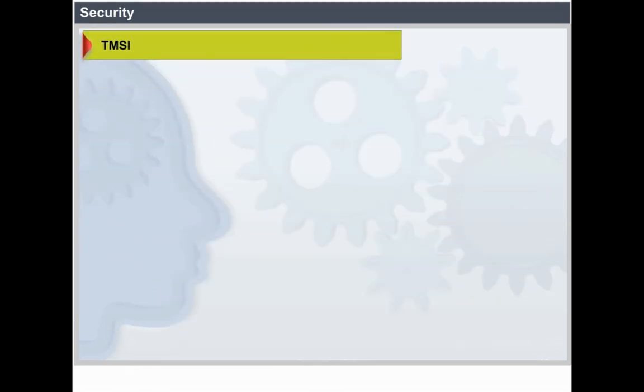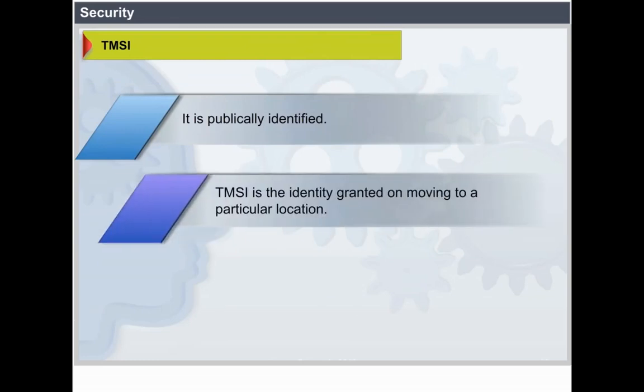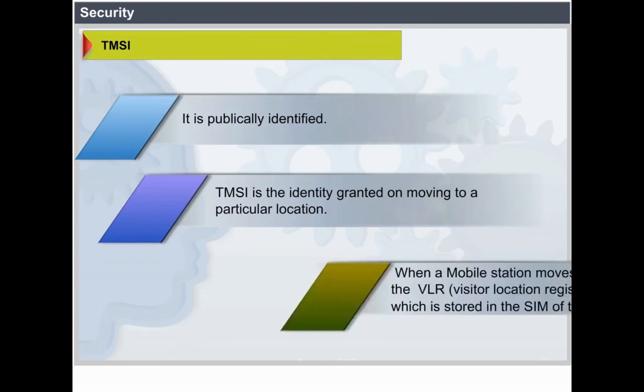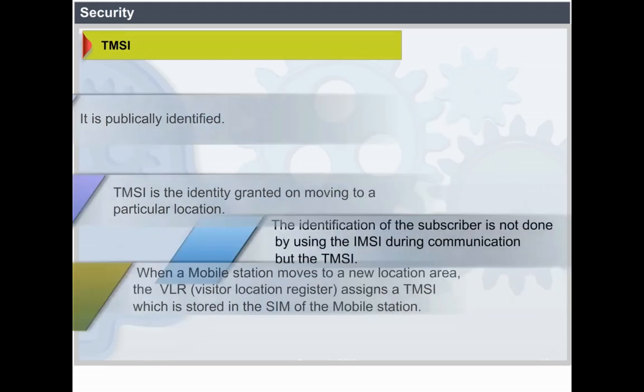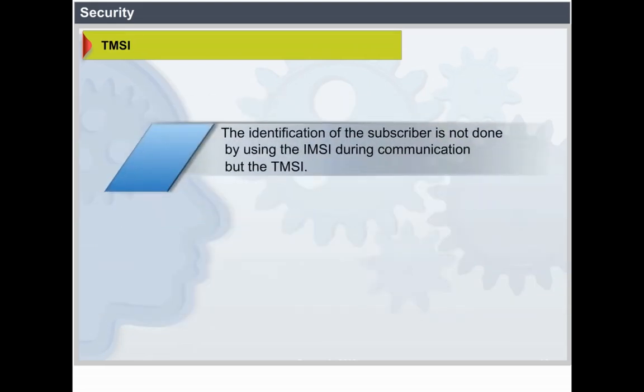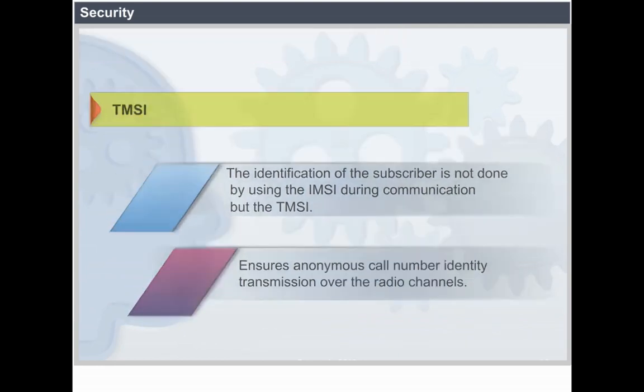TMSI, its public identity. TMSI is the identity granted on moving to a particular location. When a mobile station moves to a new location area, the VLR, Visitor Location Register, assigns a TMSI which is stored in the SIM of the mobile station. The identification of the subscriber during communication is done not using the IMSI but the TMSI, which ensures anonymous call number identity transmission over the radio channels.